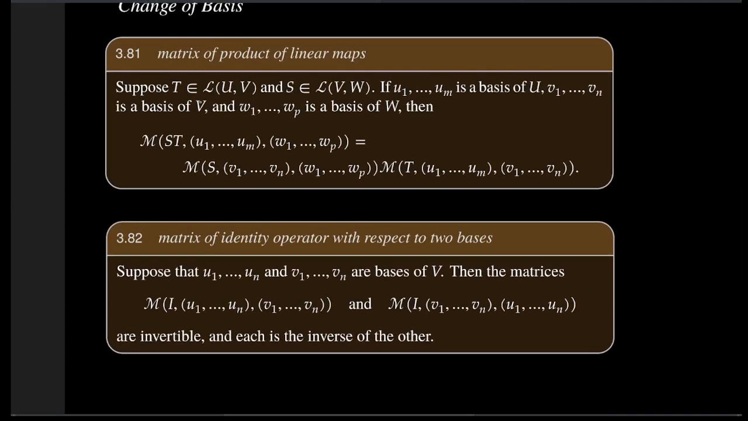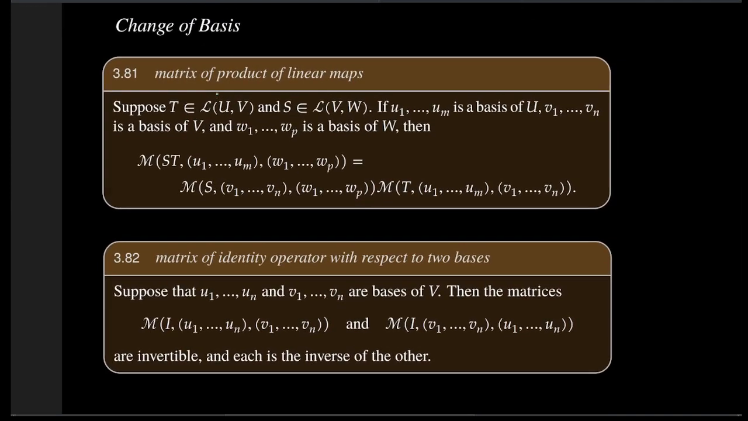Here's the idea. So, the matrix product of linear maps. First off, let's suppose that T is a linear map from U to V, and S is a linear map from V to W. If you take u1 through um to be a basis of U, v1 through vn to be a basis of V, and w1 through wp to be a basis of W, then the matrix of ST with respect to the bases u1 through um and w1 through wp. So ST, think about it real quick, T takes U to V, and S takes V to W, so this product of maps ST takes U to W. Hence we use the basis for U and the basis for W.